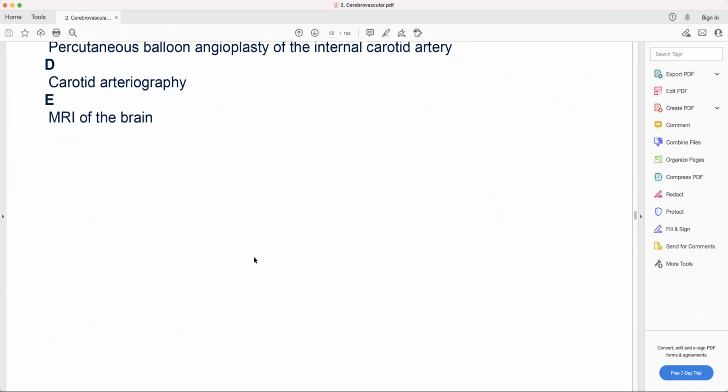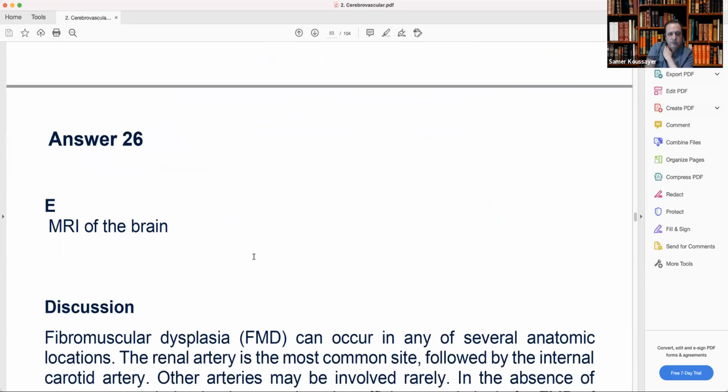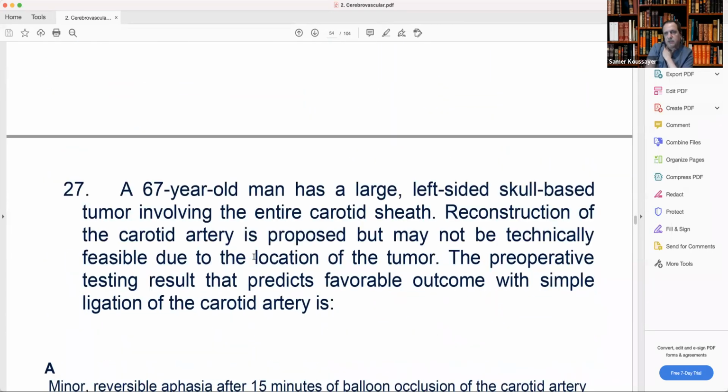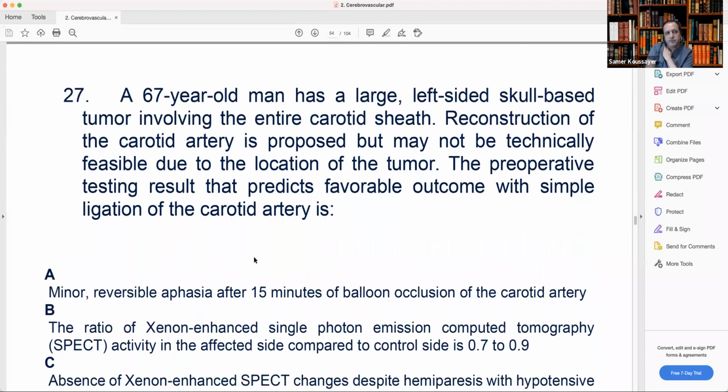Very good. All right, let's see where we are now. 26, oh, so 26, 27. Let's go to Hamad.